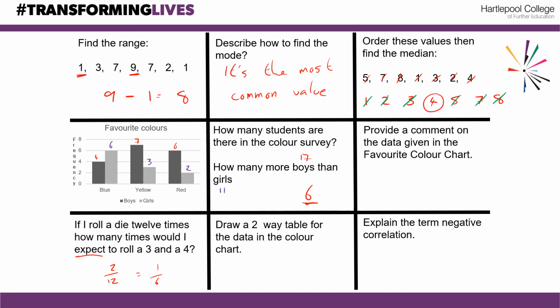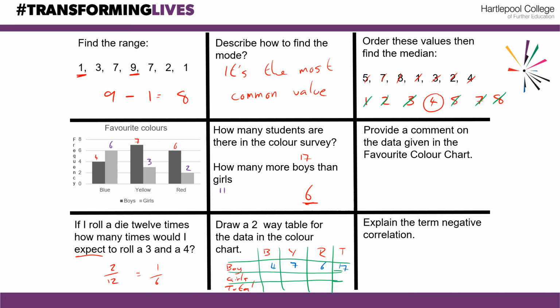Draw a two-way table for the data in the colour chart. Difficult for me to do in the format that I'm doing it, but what you really need is the colours going this way, so blue, yellow, and red, and one for total. Then we want boys, girls, total going this way. Again, tricky to do using this, and then we want the lines going that way, and we just need to fill in the numbers. So, for example, boys and blue, there were 4 of those. For yellow, there were 7, and for red, there were 6, and for a total 17, and so on. So you just need to fill in the totals.